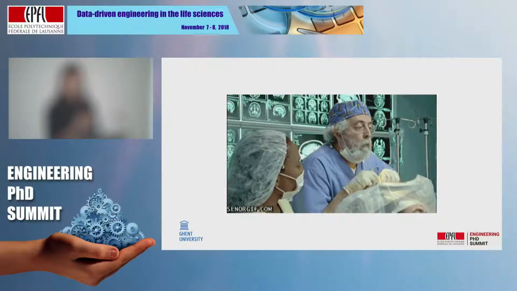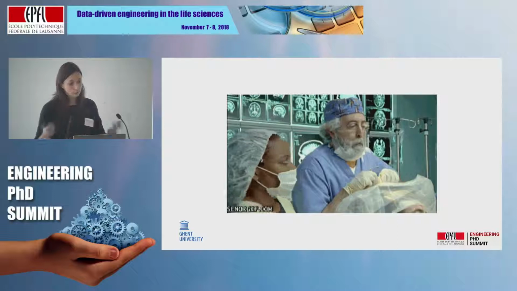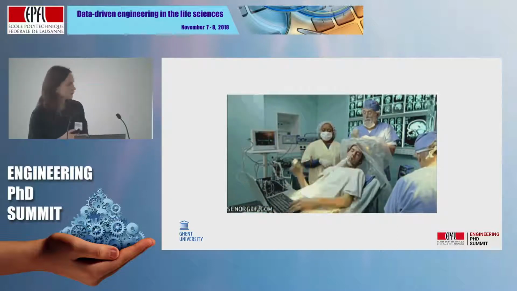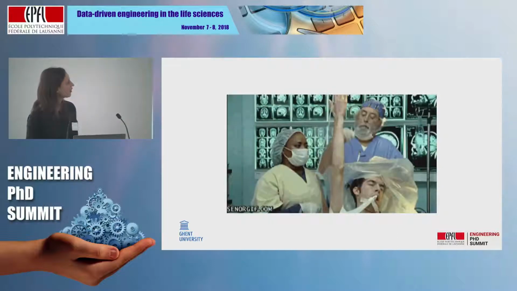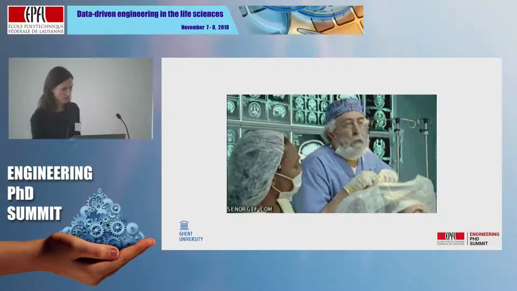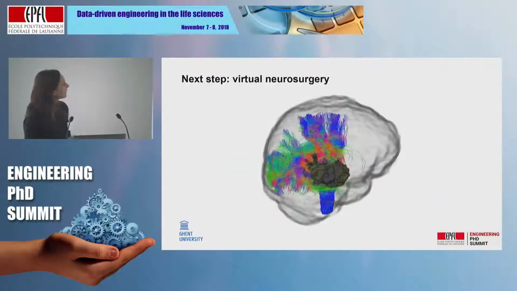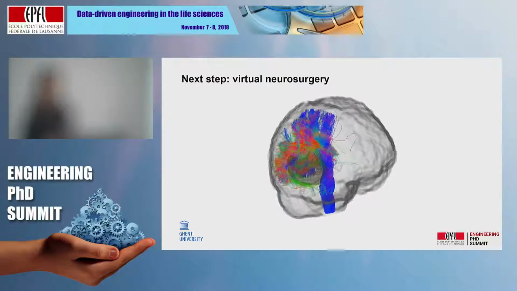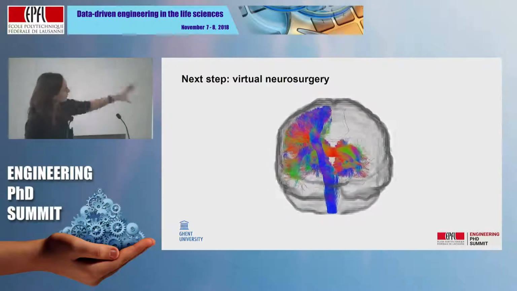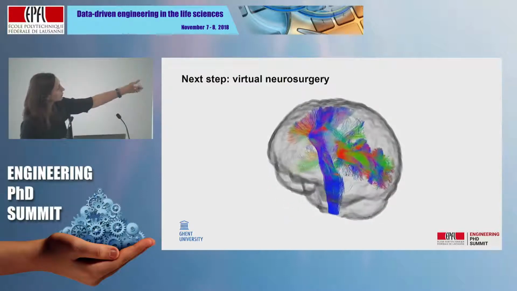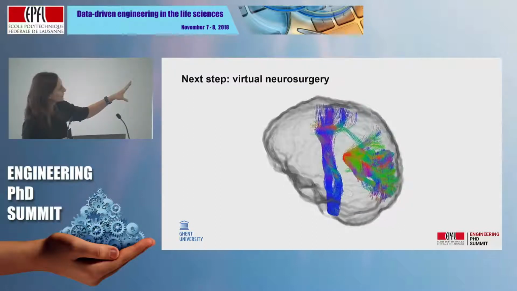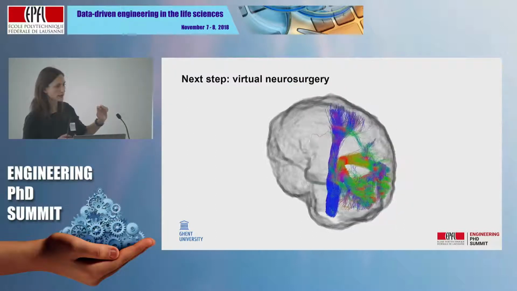Okay, so I told you that we were going to improve pre-surgical planning. So how can we extend all of this to this purpose? Well, the idea is that we could perform virtual neurosurgery. If you look closely at this figure, I removed the tumor, and with it you can see that some of the white matter tracts are removed as well.